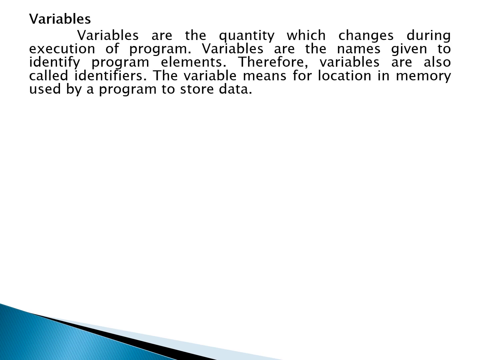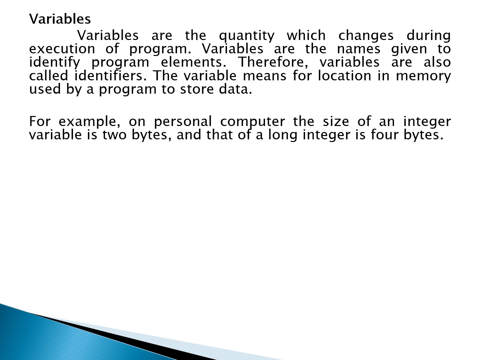Then variables. Variables are the quantities which change during execution of a program, whereas a constant does not change during the program execution. Variables are the names given to the programming elements such as arrays and functions. Therefore, variables are also called identifiers. A variable means a location in memory used by a program to store data.